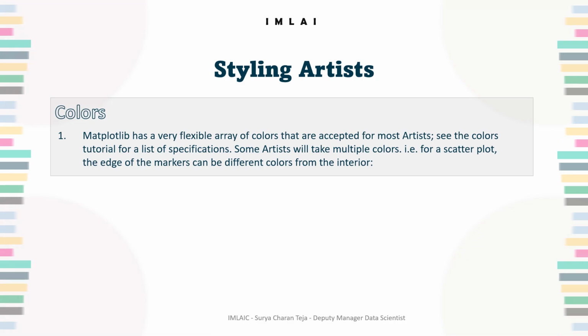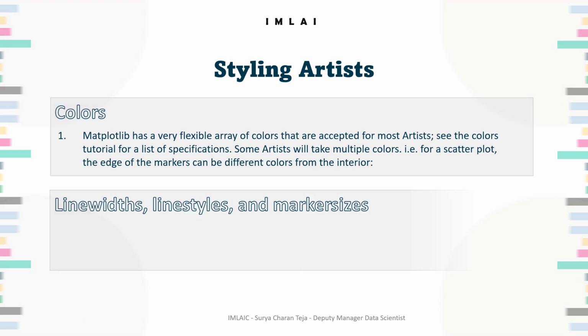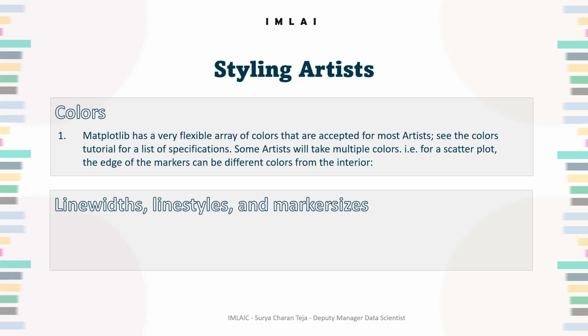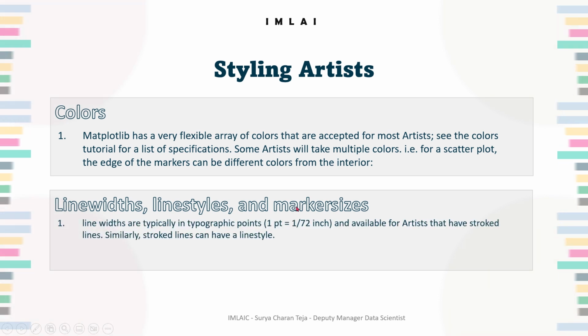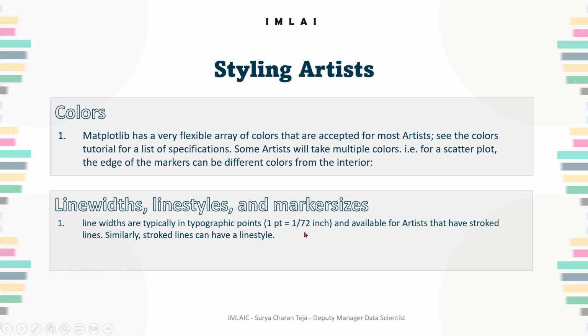So after the colors, we'll be looking into the line widths, line styles and marker sizes. Line widths are typically in typographic points, where 1 point is equal to 1/72 of an inch. So this is a proper fraction. It is available for artists that have stroked lines.